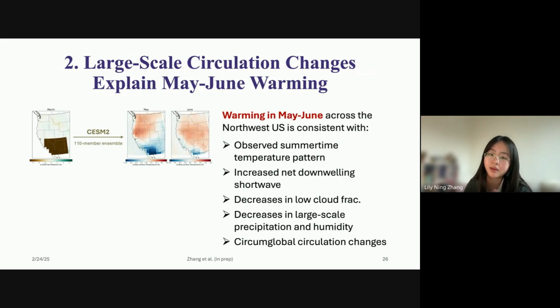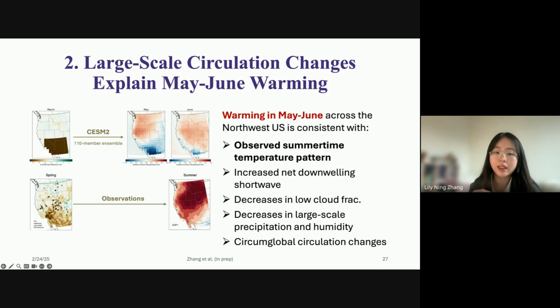Now, moving on to May, June. In May and June, we see that there's a warming response in the Northwest and generally across the Western United States that's consistent with our observed pattern. So again, in observations, we found that when there's warming in this red area, that's typically associated with soil moisture deficits where it's brown down here in the Southwest.